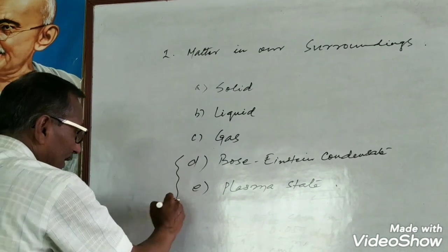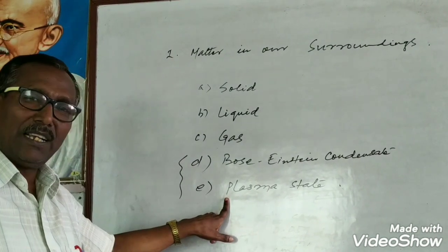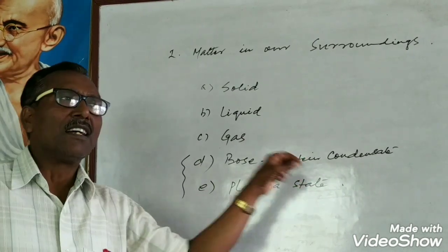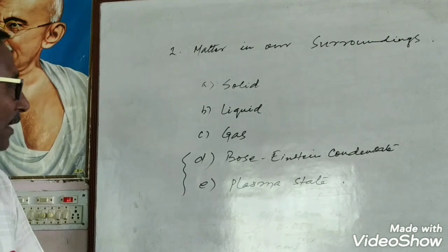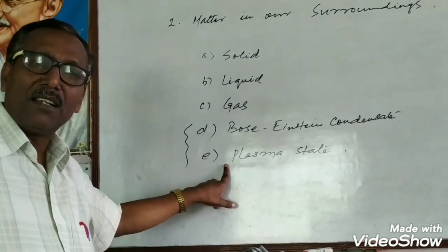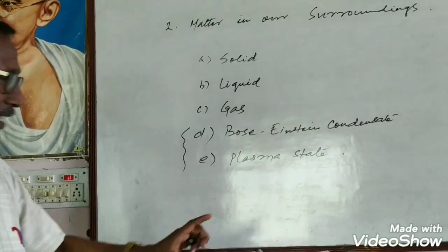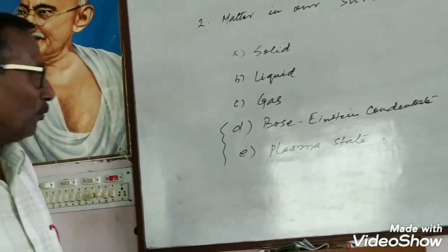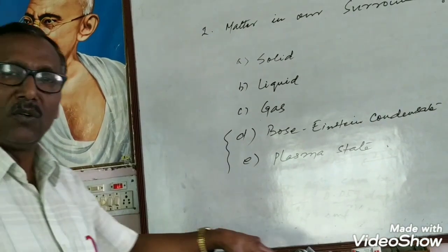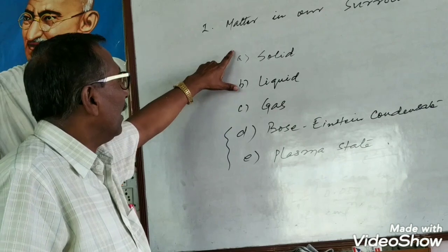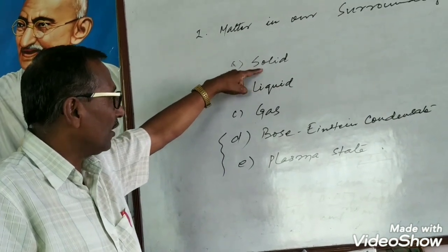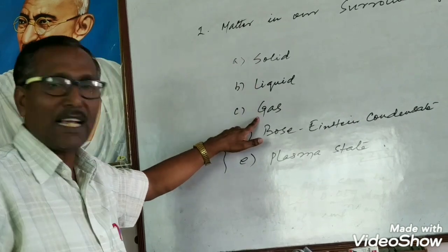Here, the last 2 states of matter are uncommon, and this is beyond the scope of this book, so you will get to know later on. Now we have 3 states of matter: solid state, liquid state, and gaseous state.